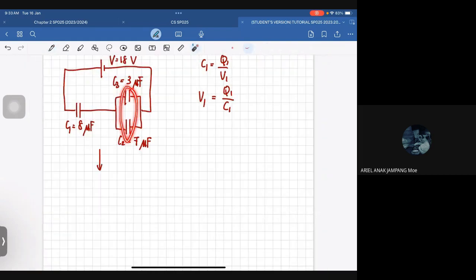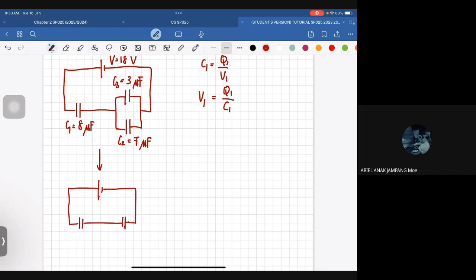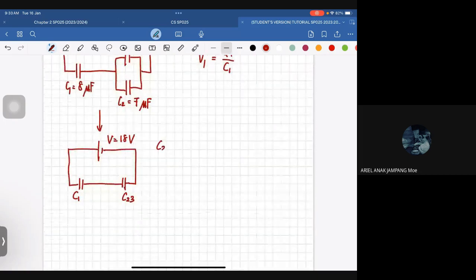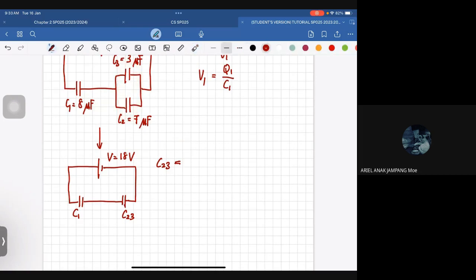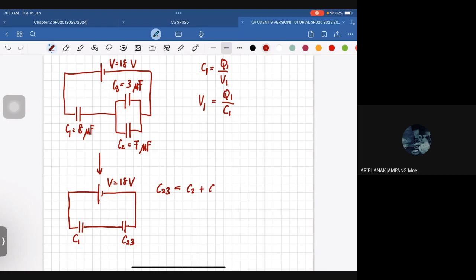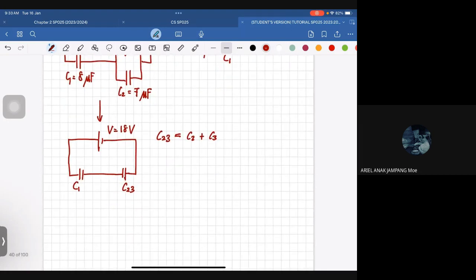So apa yang kita buat, kita simplify lah. So yang ini kita combine. So dia akan jadi ini battery, ini capacitor, ini capacitor. Okay, so yang ini kita combine sudahlah. Kiranya kita simplify sudah. So yang ini C23, ini C1, ini V lah. Okay, so di sini C23 is in parallel. So ini connection parallel kan. So kita tambah aja lah, C2 tambah C3. So 7 tambah 3. Yang ini kamu kena tulis lah. 7 tambah 3 mu. Kamu akan dapat 10 mu farad.